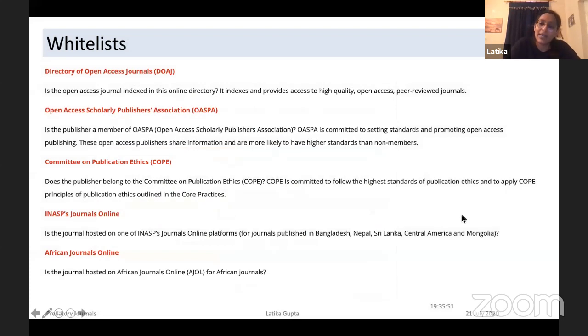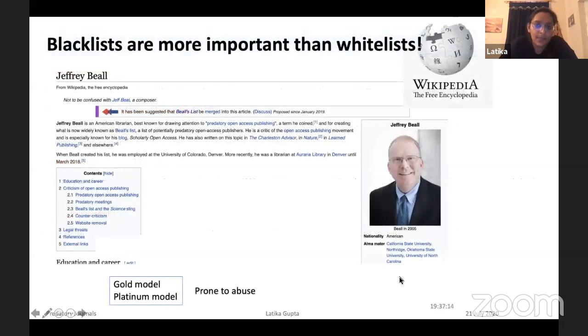So there are various whitelists to look out for when you're submitting your article. You don't want to fall into the publication trap. So there is the DOAJ, and then there's the Open Access Scholarly Publishers Association. There is the Committee on Publication Ethics, which we talked about. And then there are organizations which archive journal names for Bangladesh, Nepal, Sri Lanka, or the African journals. But blacklists are actually more important than whitelists, such as the Beall list.